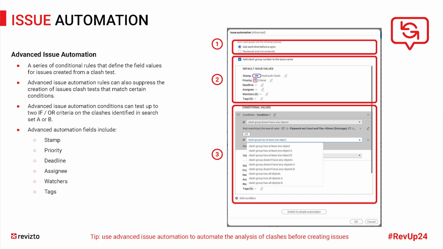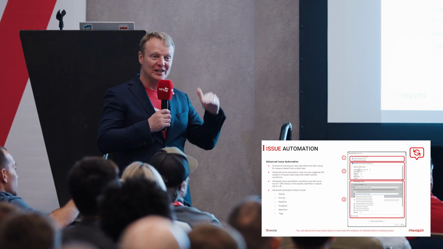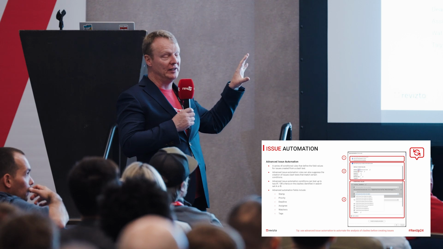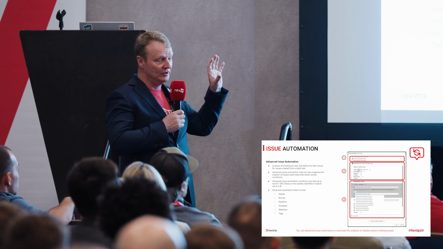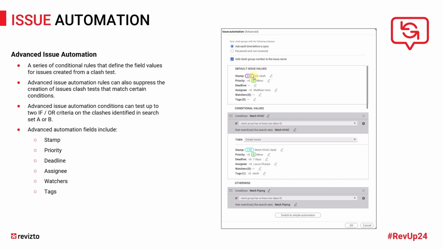But I'm one of those people that like to go fishing or mountain biking. So I'd rather not sit there and look at clashes. I'd rather have the machine do the heavy lifting. And to do that, you need to rely on the advanced issue automation. You can define all of the same things: stamp, priority, deadline, the assignee, the watcher, and the tags.